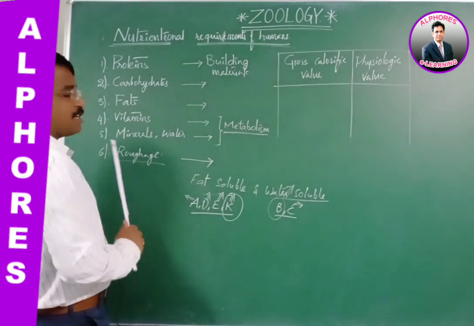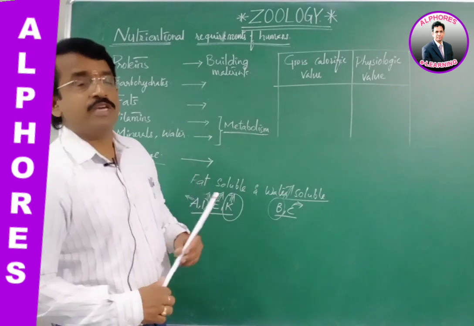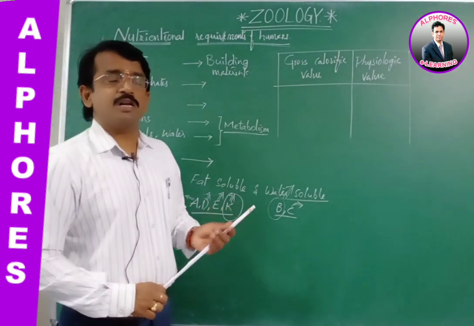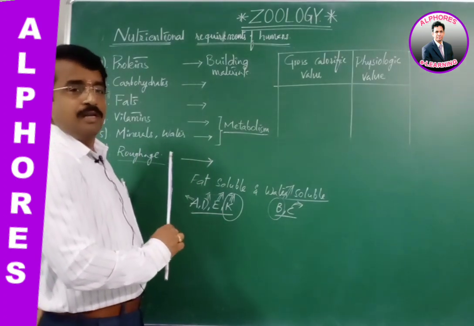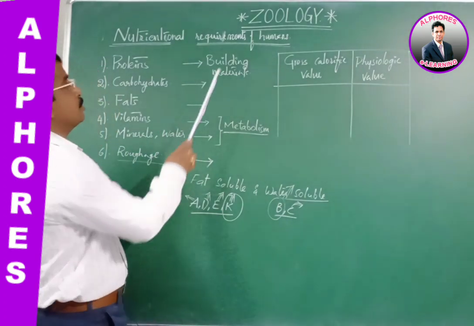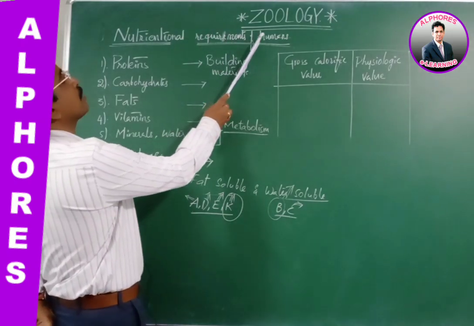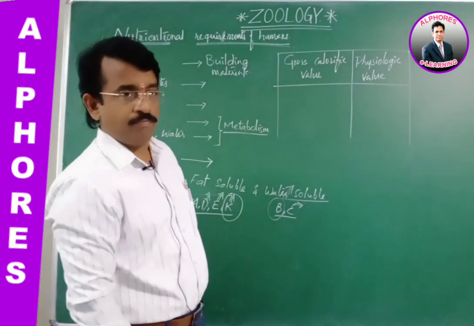Next, roughage. Roughage is nothing but the undigested and unabsorbed plant material. So these are all the nutritional requirements of human beings.